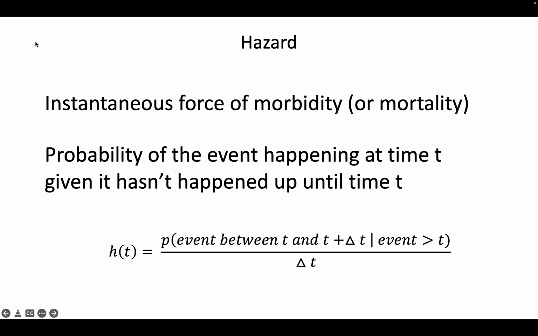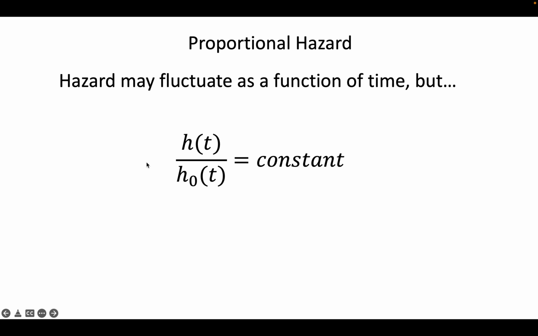So hazard, sometimes called instantaneous force of morbidity or mortality, is the probability of having an event between a specified time t and some other time. So the probability of having an event between this time interval, given that the event hasn't happened yet. And that's not as important as the actual structure of the model.